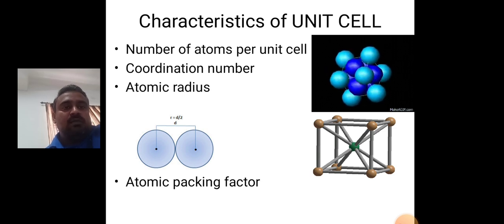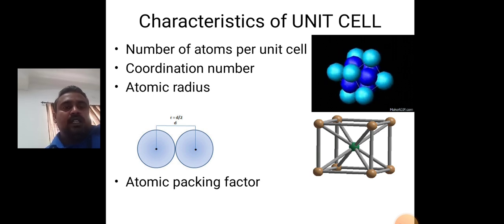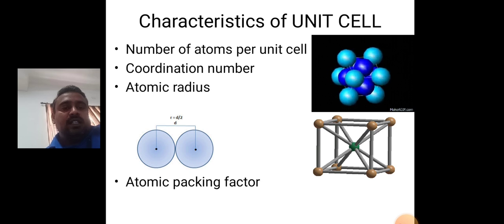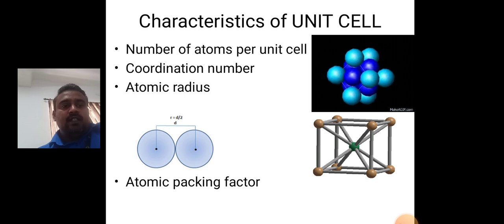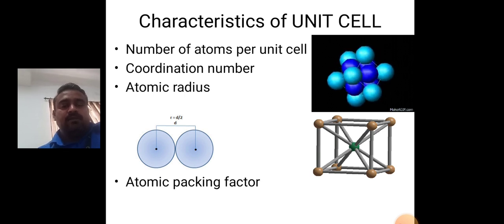The second one is coordination number. Coordination number is the number of nearest lattice points. Then atomic radius, which is half of the distance between any two nearest atoms. Then finally, the packing density of a crystal, or atomic packing factor.